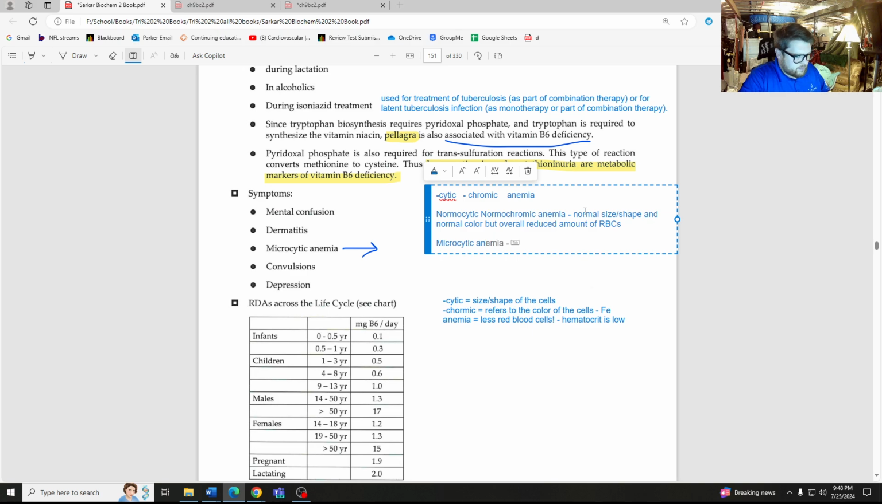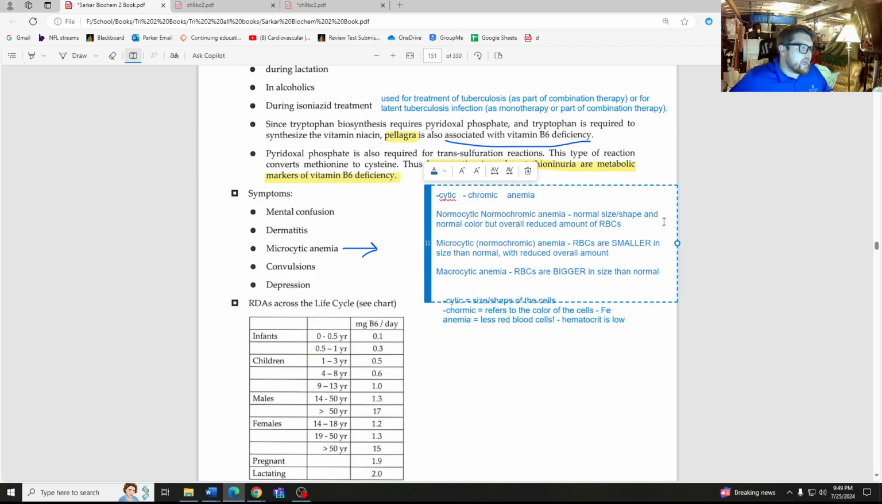You'll also see microcytic anemia. Sometimes they'll drop off the normo part. This would technically be microcytic normochromic anemia. Micro, small, so red blood cells are smaller in size than normal with reduced overall amount. You'll also see macrocytic normochromic or macrocytic anemia, and that means red blood cells are bigger in size than normal, but again, overall reduced amount.